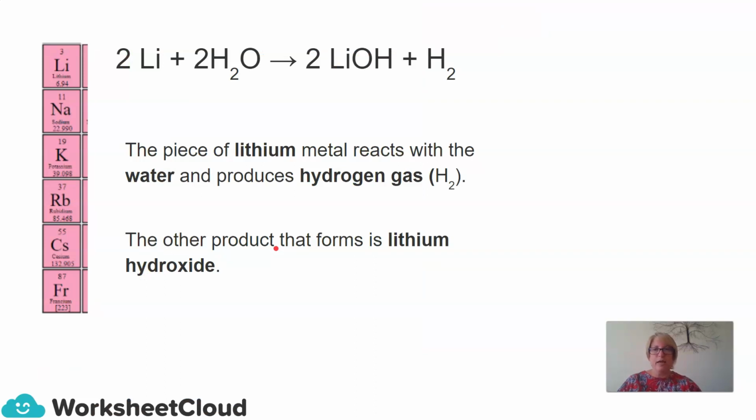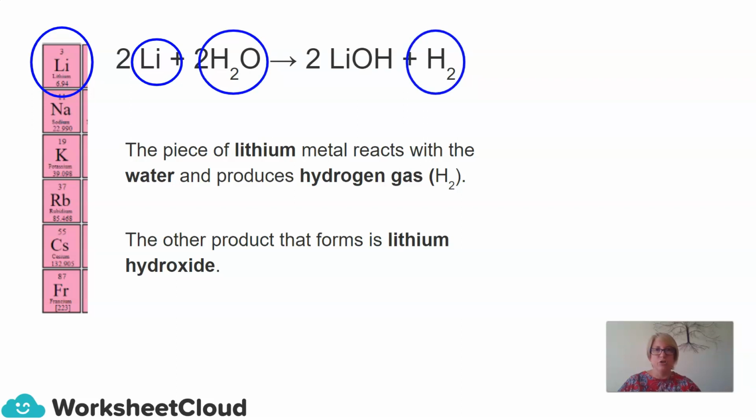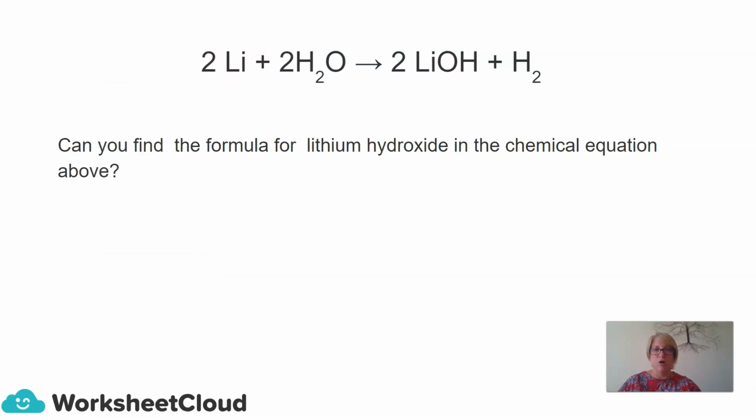So just to recap, here is the chemical equation. The piece of lithium metal reacts with the water and produces hydrogen gas. So we're dealing with lithium. So there is the lithium. It's reacting with the water and it is producing hydrogen gas. And we know that that gas is hydrogen because of the pop sound that we heard. So the other product that forms is lithium hydroxide.